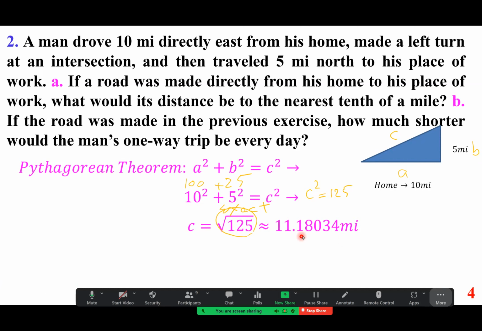So that means 11 point, look at 1, next to it is 8. So right, 11.2 miles. This is how we do the right rounding accordingly.